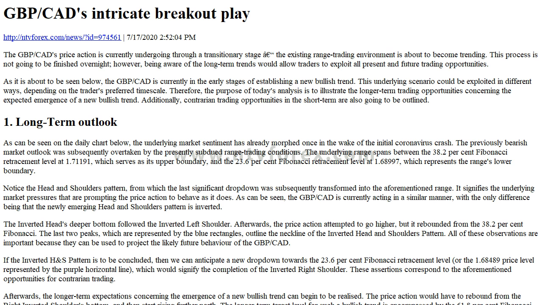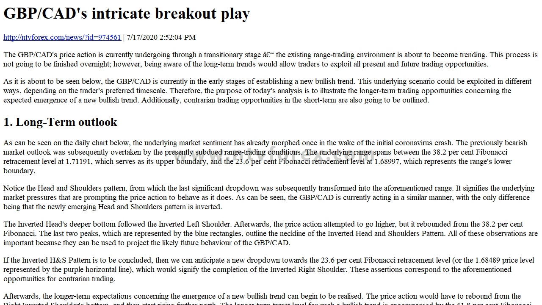7/17/2022, 5:04 p.m. The GBP CAD's price action is currently undergoing a transitionary stage. The existing range trading environment is about to become trending. This process is not going to be finished overnight, however. Being aware of the long-term trends would allow traders to exploit all present and future trading opportunities.